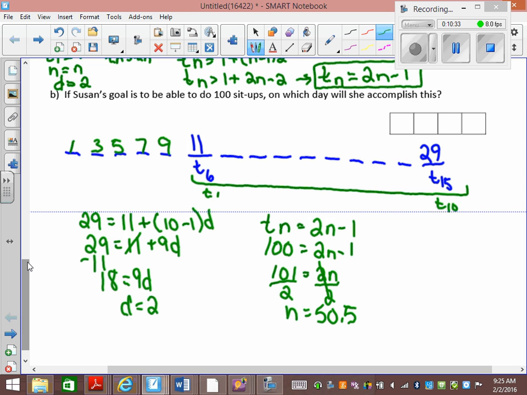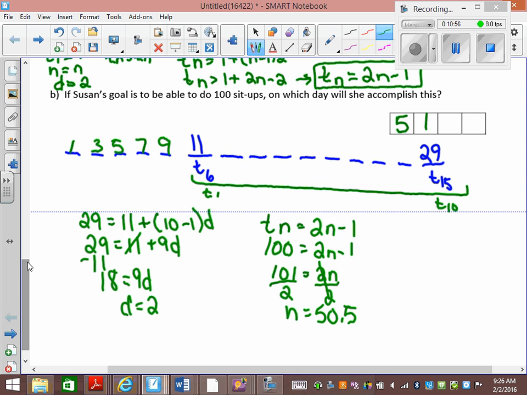However, if I round this down to 50, does she do 100 sit-ups? No. If I round it up to 51, does she do at least 100 sit-ups? Yes. Does she do more? Yeah, that's fine, but she needs to do at least 100. So the day that she will reach this is 51. Because at 50, she won't actually have done 100 sit-ups. Okay? Remember, I told you all of this is from your homework.